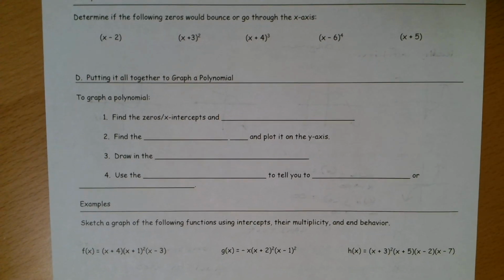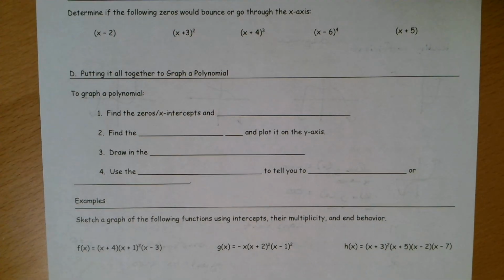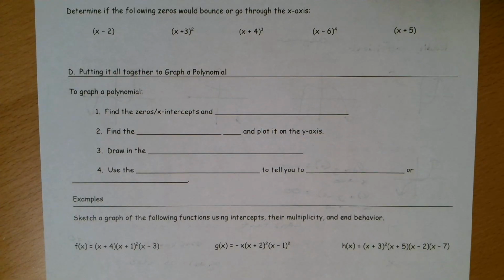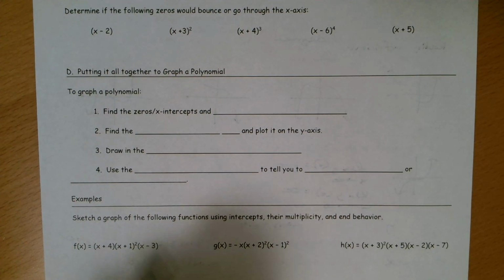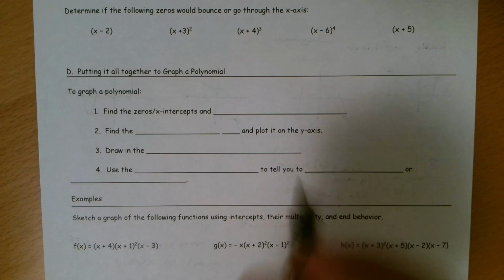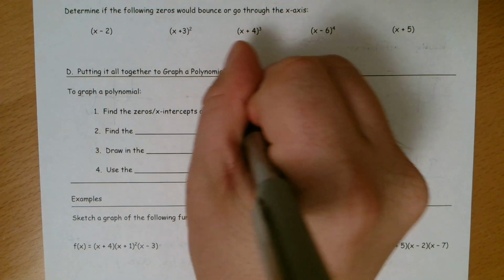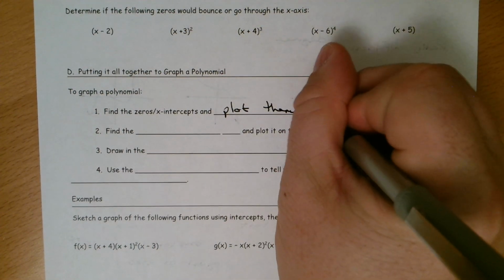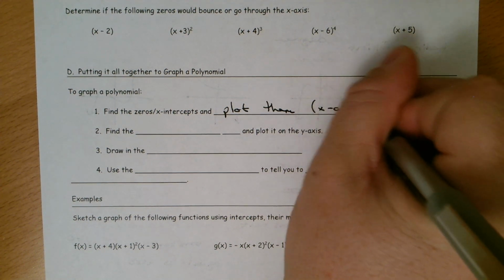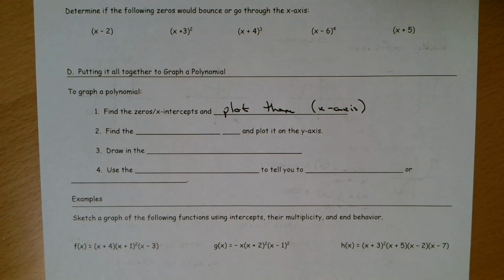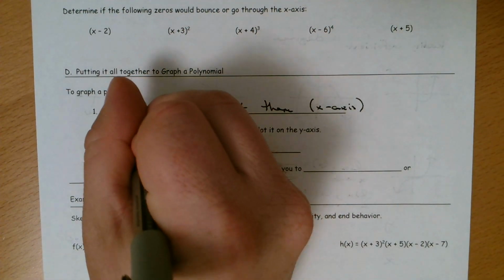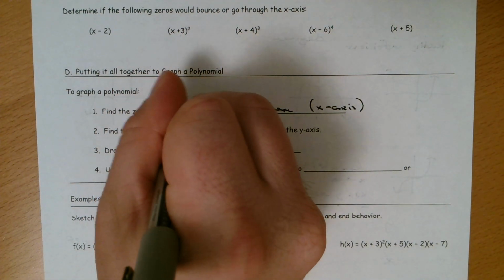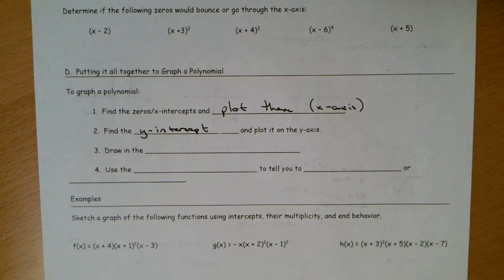Okay, let's talk a little bit about graphing now. So here's a little toolbox for you to use. When graphing a polynomial, first we want to find the zeros or the x-intercepts, whatever you want to call them, and plot them. They always go on the x-axis. Next we want to find the y-intercept and plot it on the y-axis. Remember, that's either the constant term or plugging in 0 for x.